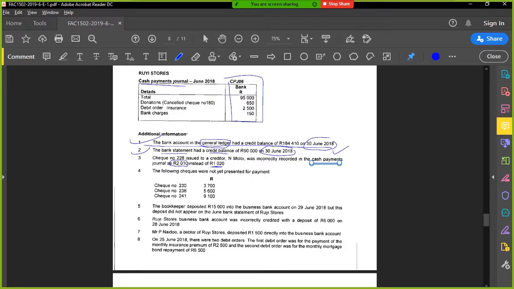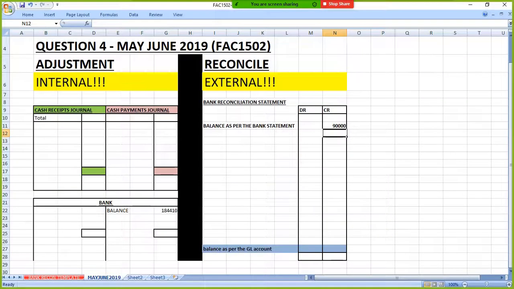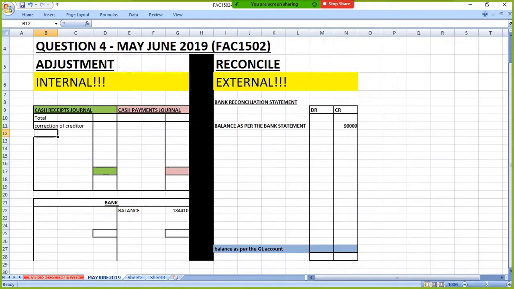So how am I going to correct this? By processing a receipt. The receipt is going to reflect the correction. Okay, so that's going to go here in the cash receipts journal. I'm not going to put a total in yet. I'm going to leave that blank. I'll come back to it just now. Okay, so I'm going to write the correction of a creditor. I put 990 as the total, but I don't know if that's right.